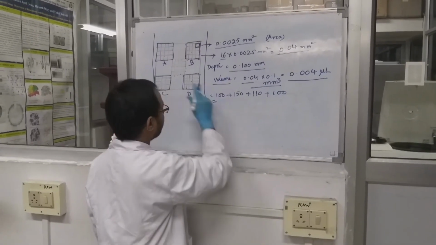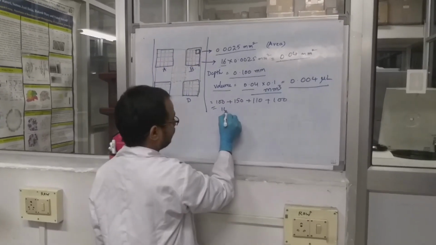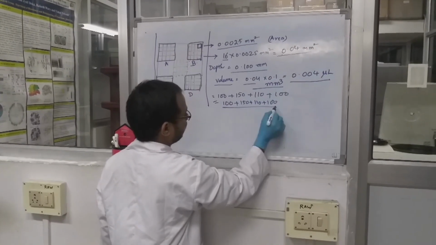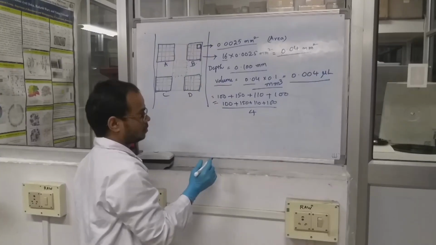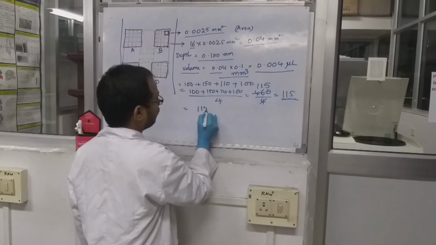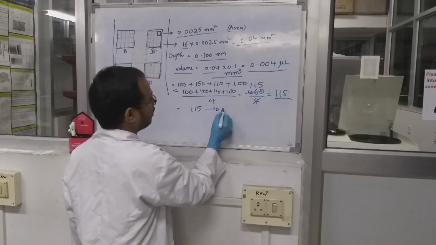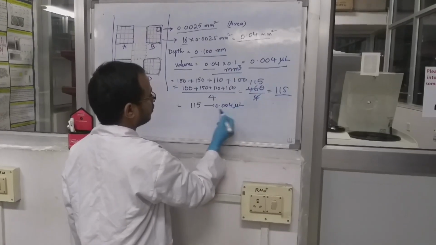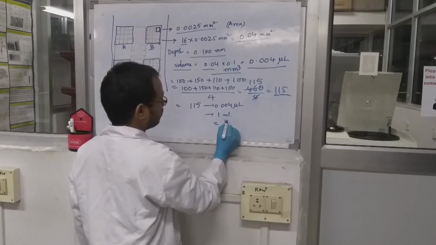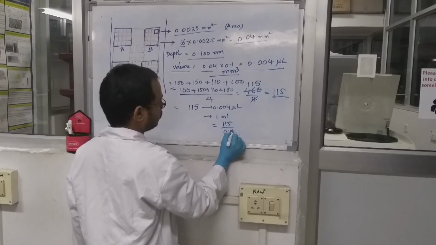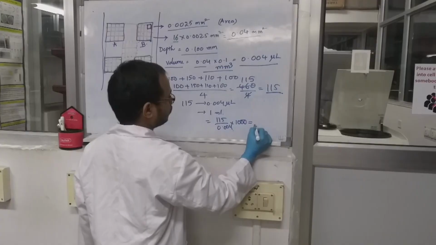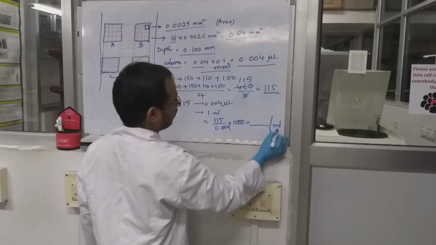So for the total cells, we have to take the average. That means 100 plus 150 plus 110 plus 100 divided by 4, as we are counting a total of 4 squares. The average is 115 cells in 0.004 microliter volume. So how many cells per 1 ml? That we can calculate simply: 0.004 into 1000 gives the volume, and from that the cells per ml.